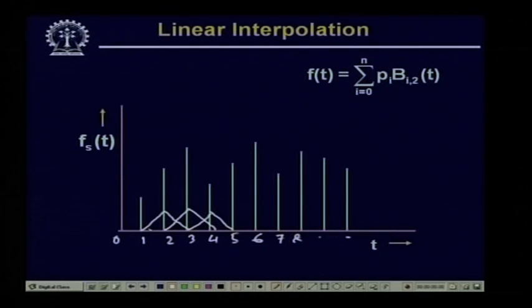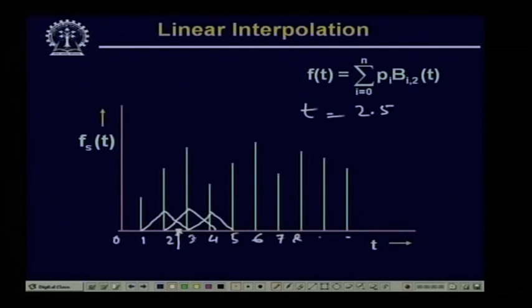So, if now I want to interpolate, or I want to find out the value of this function at, say, t equal to 2.5 here, then you find that the sample values which take part in this interpolation are f 2 and f 3, and by using these two sample values by linear interpolation, I have to find out what is the interpolated value at t equal to 2.5.